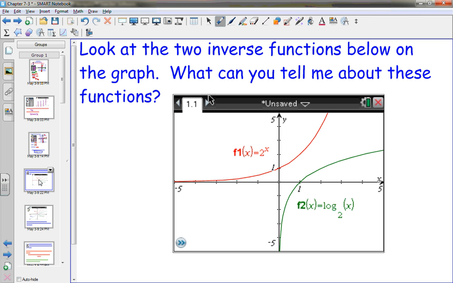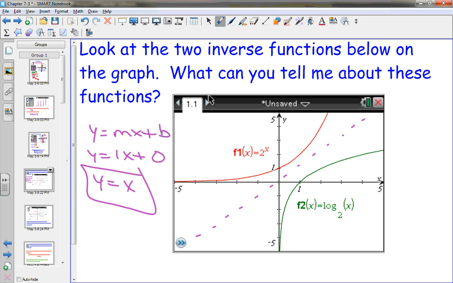Now, if you're inverses, what can you tell me about these two functions? Reflected over what, please? No, not reflected. It's a translation. It's a rotation. Translation. It is reflected over a line, a very special line. Line of symmetry. What is that line? That goes through the origin and has a slope of 1. That has a slope of 1 and goes through the origin.